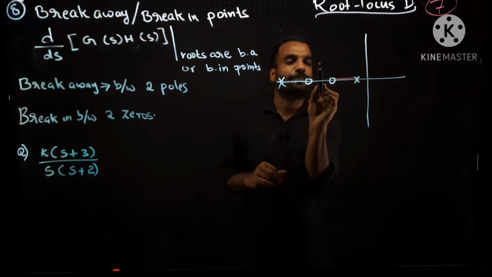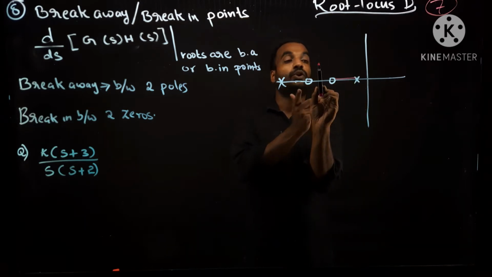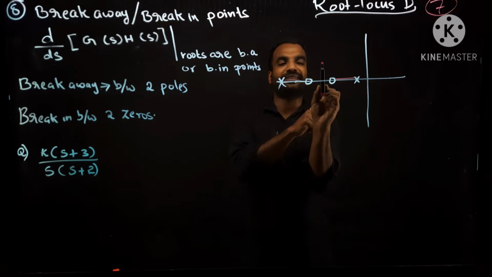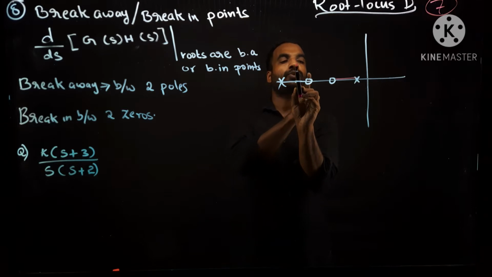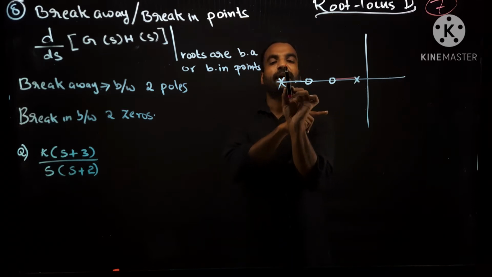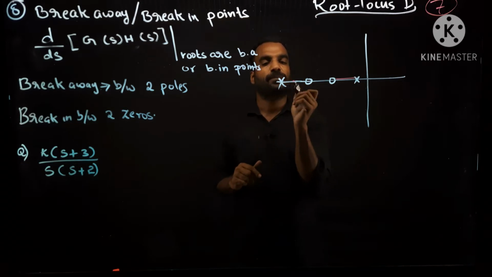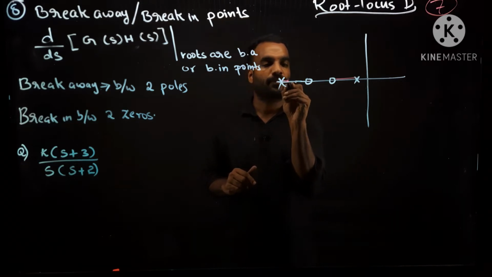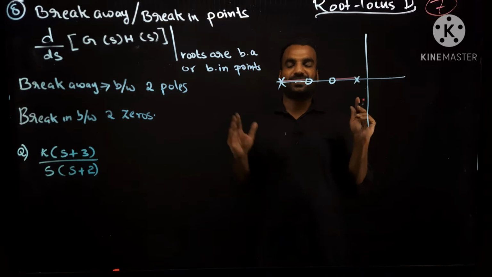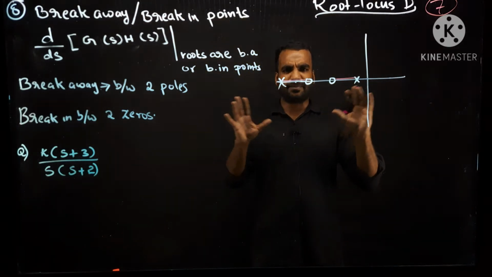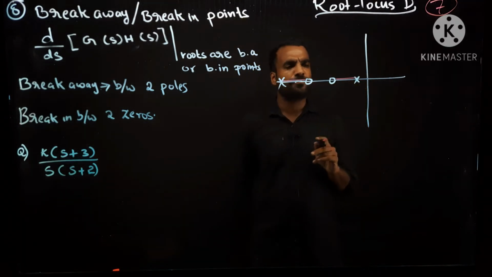And here, check how many poles and zeros are present? 2. 2 is an even number, so root locus will not be present in this section. Now here, 1, 2, 3. 3 is an odd number, so root locus will be present up to this pole. Like this. I hope this was approximately the last problem.